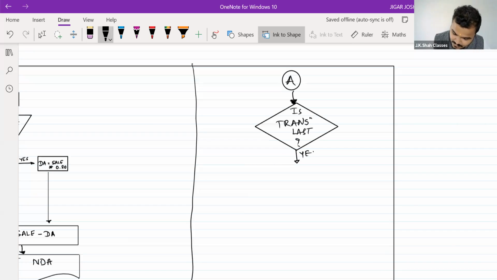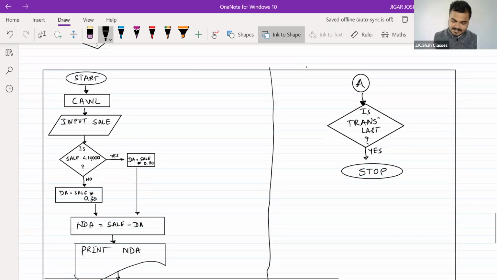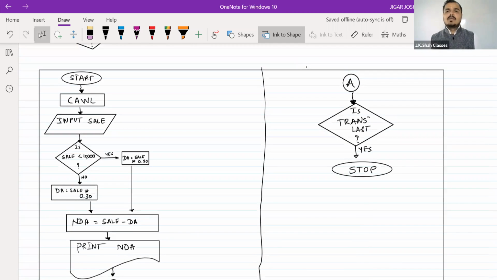Answer is yes. Then the process must get stopped, sir. But people, now we are on the second page. Yes, sir. You want to connect these people on the first page, yes or no? Then what should we do? Then also, people, the connectors will be used.